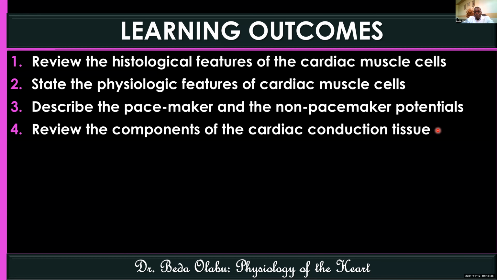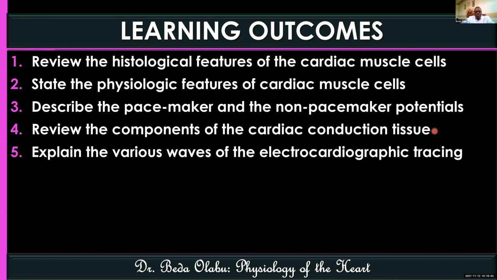Then we will review the components of the cardiac conduction tissue, even though it's still fresh in our mind, most likely. The importance of reviewing it is so that we can put into perspective, therefore, the different waveforms of the ECG that we come across. So we will look at the different waveforms of the ECG. We'll translate how impulses move along the conduction tissue and translate that onto the ECG. That will be largely focusing on electrical events that take place in the heart.